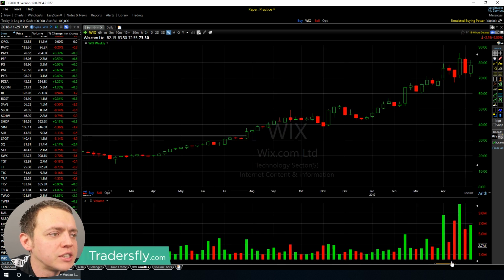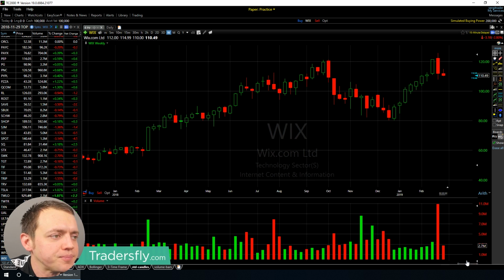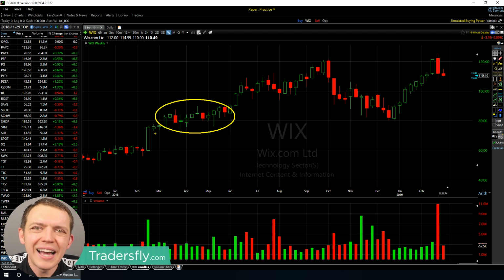So for example, when I go here, and you start seeing a tight consolidation right here on these bars. They're kind of moving sideways. Well, what does that tell you? It means the stock is stagnant. You know, the bars are not moving up and down a lot. They're kind of moving sideways. They're in the same price range.